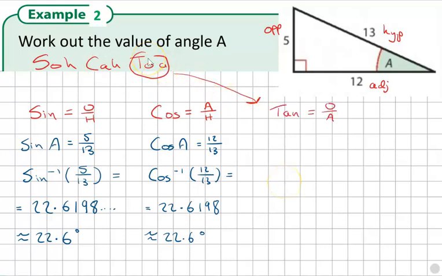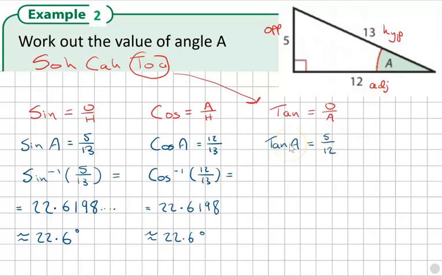So finally, we'll use TOA. TOA stands for tan equals opposite over adjacent. So the opposite is 5 and the adjacent is 12. So it's going to be tan A equals 5 over 12.